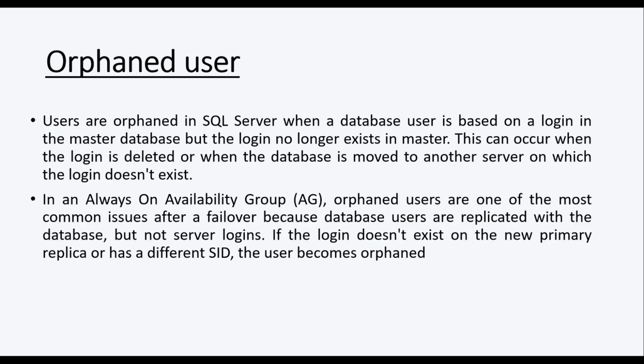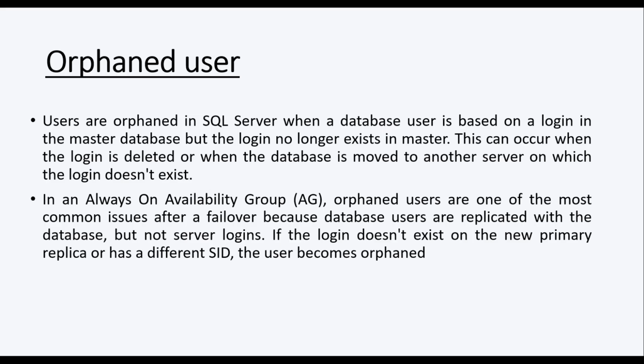In case of always on availability groups, orphan users are one of the most common issues because we create a login and database user in the primary replica, but most people forget to create the same login in the secondary replica. The database user will be replicated, but the associated login will not be replicated along with the database. We have to manually create the login and then associate it to the database user.